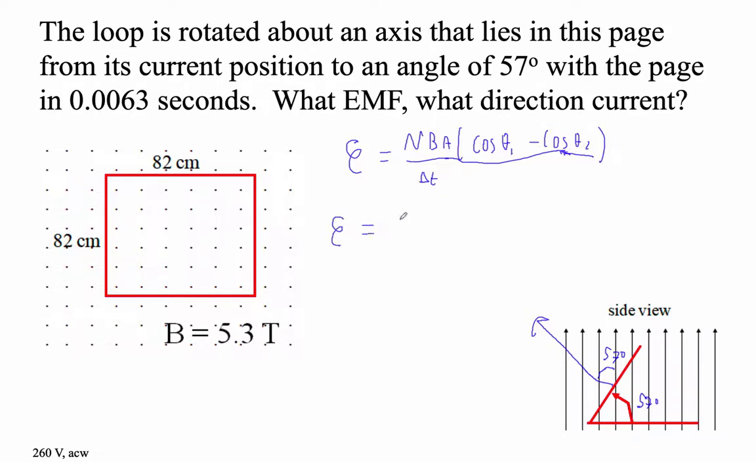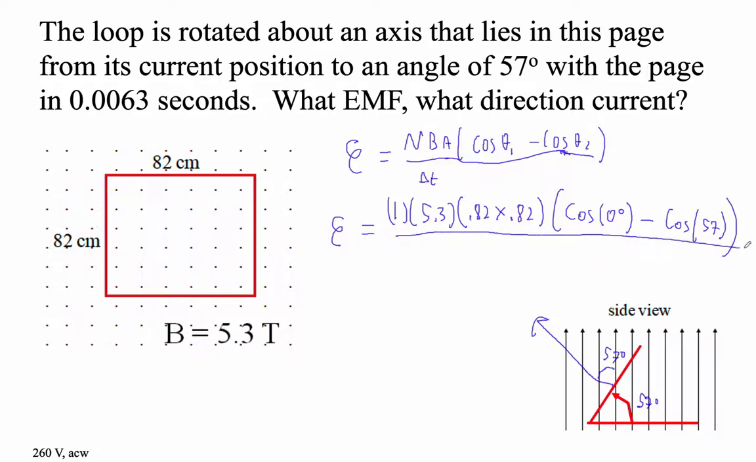Let's see, EMF is equal to, it's one winding. Someday we'll do one with, okay, 5.3 Teslas. I keep increasing the magnetic field. The area is 0.82 times 0.82, right? And then it's cos of 0 degrees minus cos of 57 degrees. Now let's just double check that I am in degrees. Okay, this is good. All right, and then that is how long? It takes 0.0063 seconds, because we can rotate those things so fast, in 6.3 milliseconds, right?